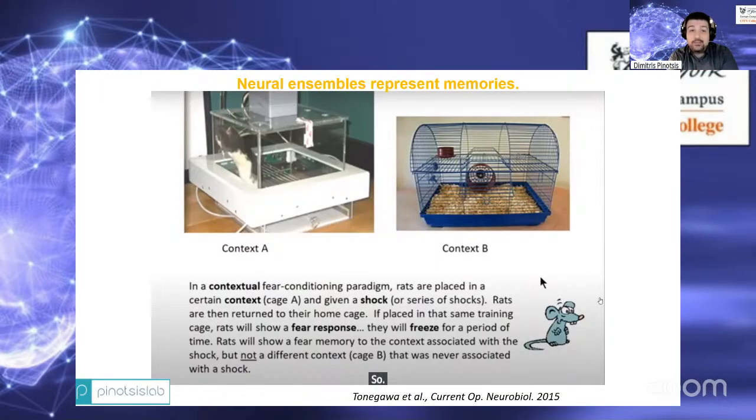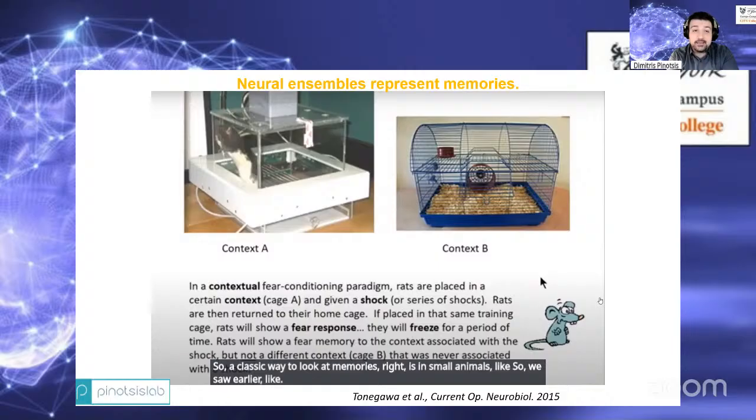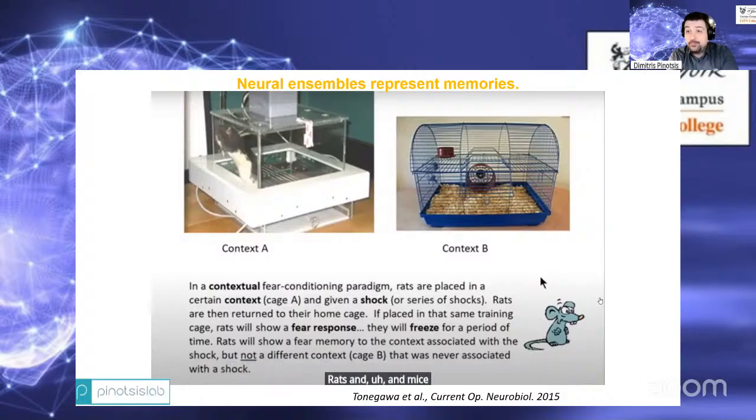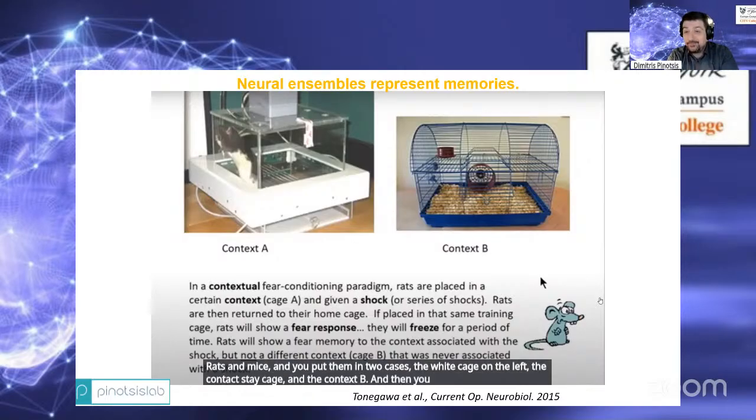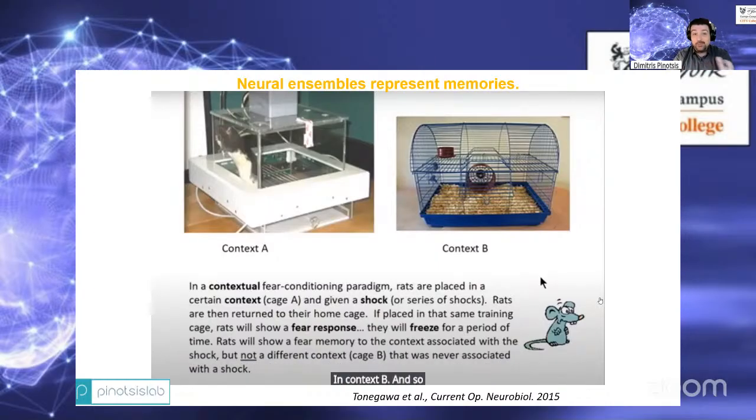A classic way to look at memories is in small animals, like we saw earlier, like rats and mice. You put them in two cages, the white cage on the left, the context A cage, and the context B cage. Then you build memories in the rat or mouse brain by punishing, for example, the animal in context A, giving it an electric shock, and giving it food in context B. And so you form two memories here.